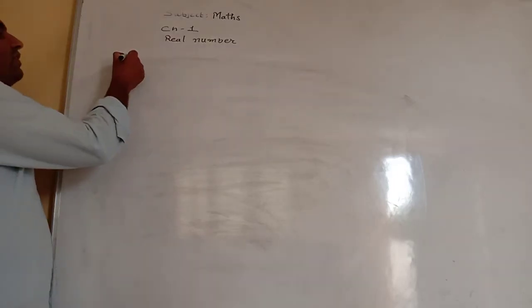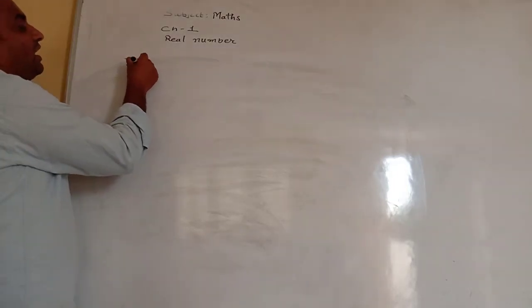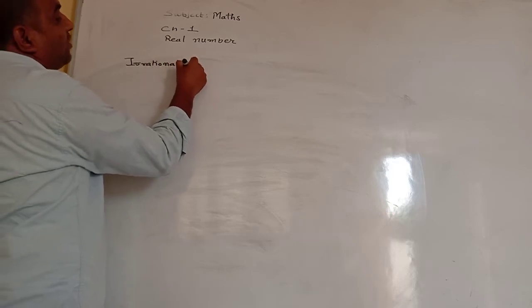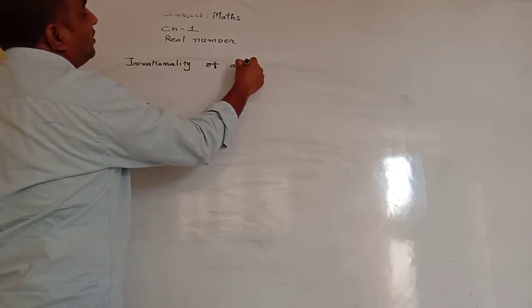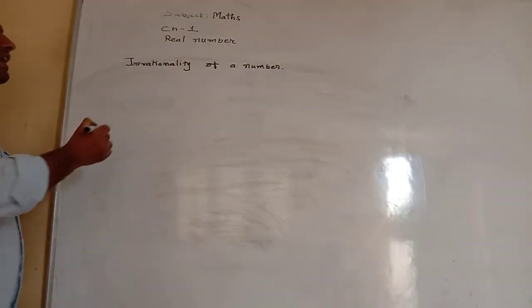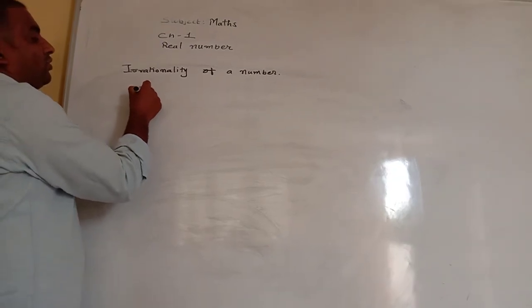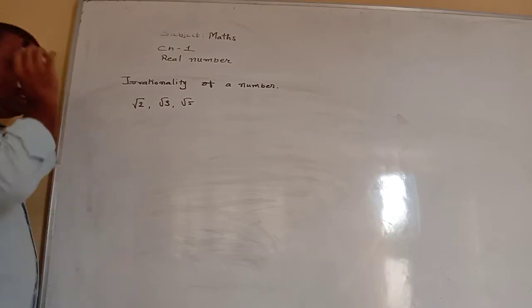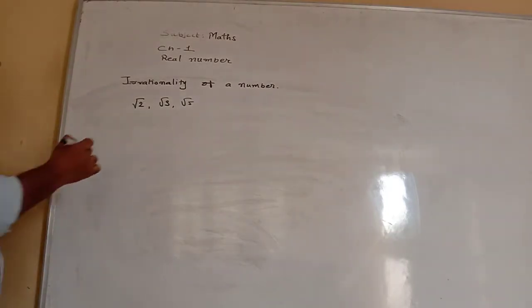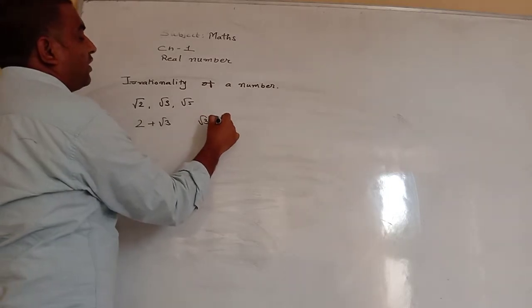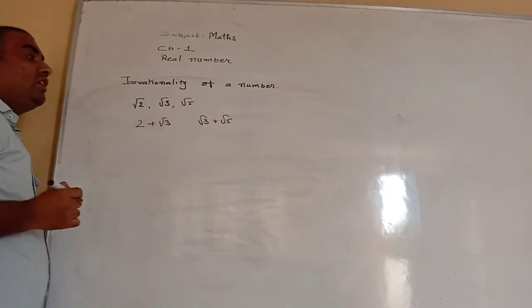In chapter 1 we have a new topic, irrationality of a number. In this topic we are given to check whether root 2, root 3, root 5 are irrational or not. Further, we are given to check whether 2 plus root 3, root 3 plus root 5 are irrational or not.